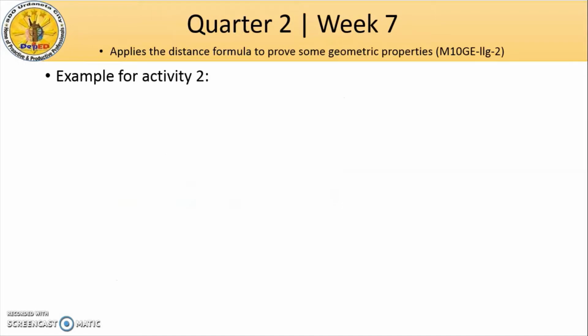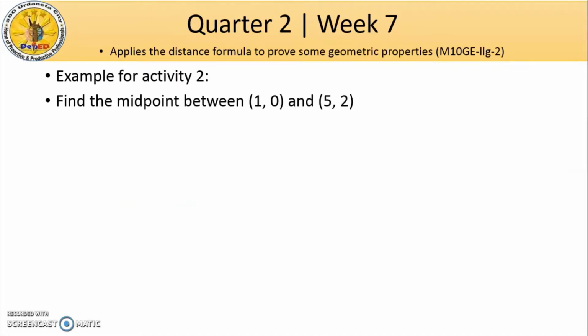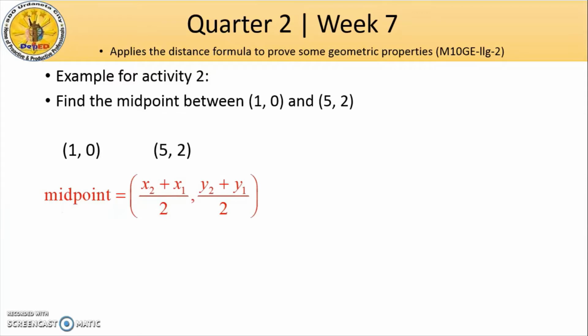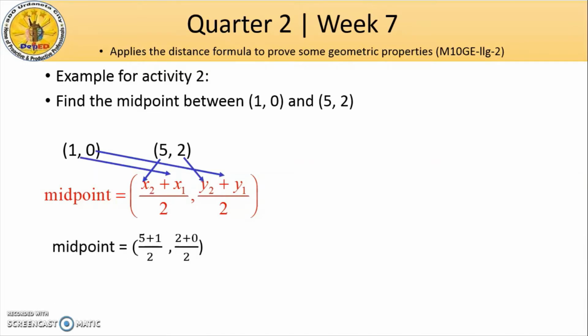For activity number 2, for the midpoint. So we are going to look for the midpoint between points 1 and 0, 5 and 2. Again, we have the values. We have the formula. We substitute x2 plus x1, y2 plus y1. So we have 5 plus 1 over 2, 2 plus 0 over 2. And we have the midpoints 3 and 1.